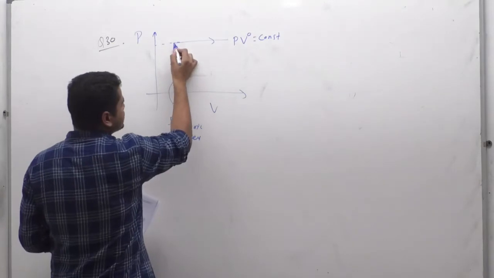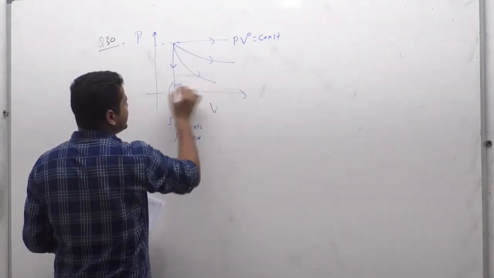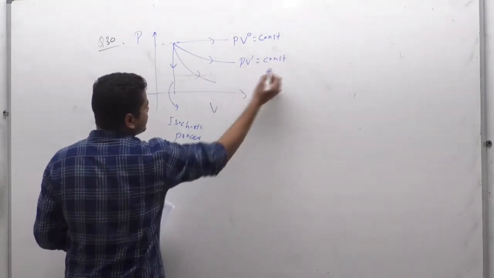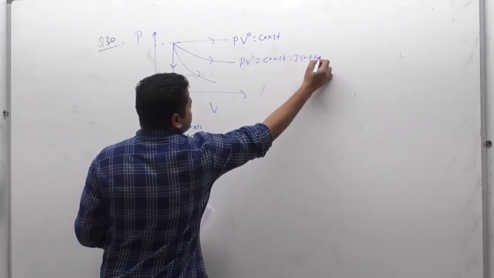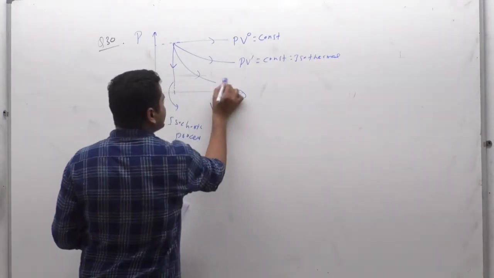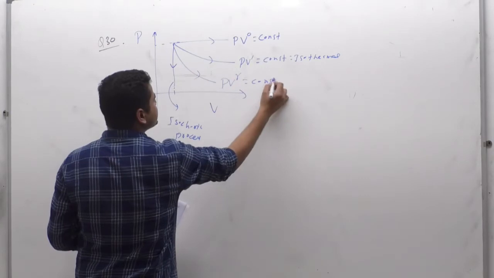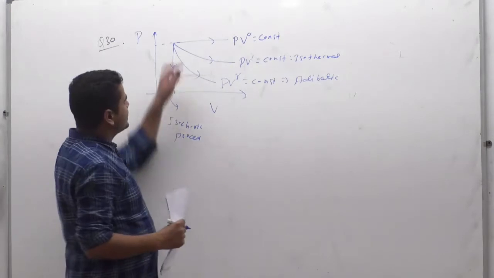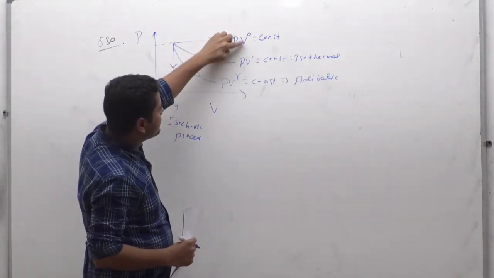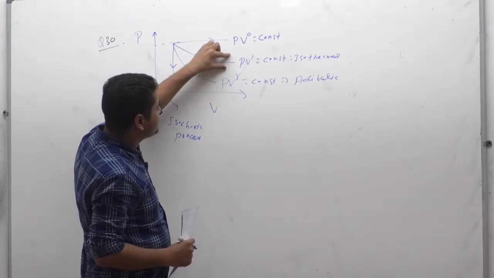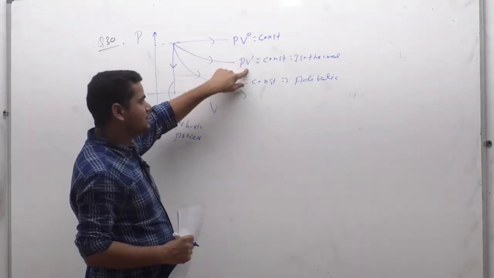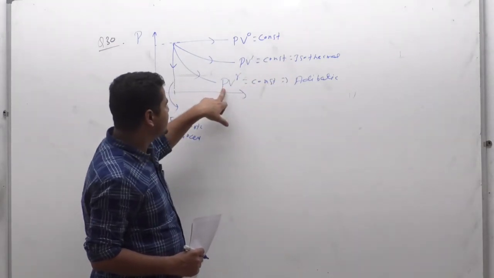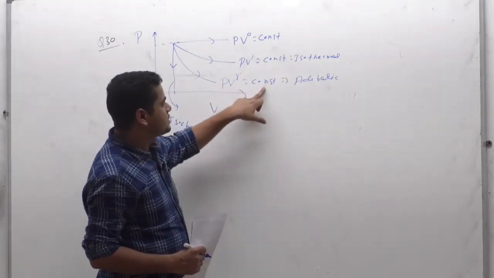And there are two more processes, one is isothermal, one is adiabatic. For isothermal, we know PV to the power 1 equal to constant, PV constant. This is isothermal. And for adiabatic, PV to the power gamma is constant. So this is your adiabatic process. Remember like this, see the uniformity: PV to the power 0 means pressure constant; PV constant, PV equal to nRT, since temperature is constant, so PV is constant, so the process is isothermal. In this case, pressure into volume to the power gamma is constant, so this is adiabatic.